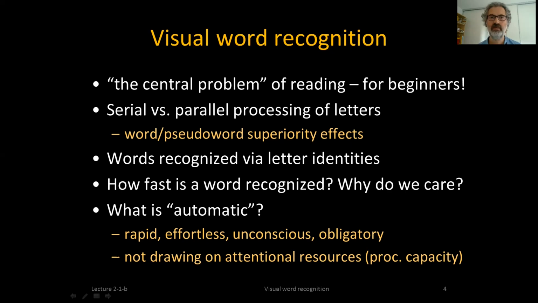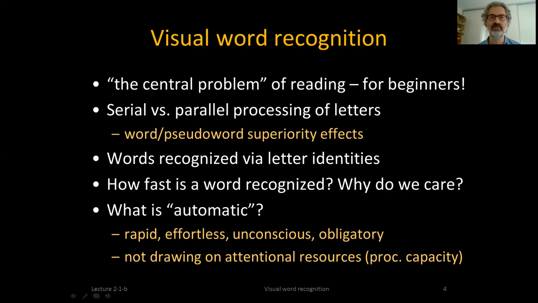Unconscious doesn't mean that we don't know which words we're reading. It means that we're not conscious of how we're doing it. We have no intuition into our own mental operations that achieve the feat of visual word recognition. We look at a word and we know which one it is. So that's unconscious. Obligatory means that we can't help reading a word. If we see a word, we read it, even if we don't want to. And I'll show you an example of that.